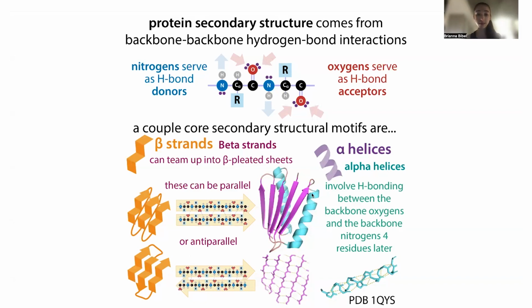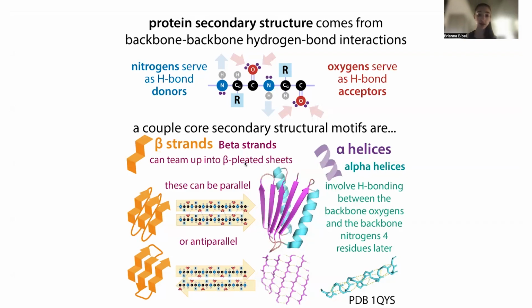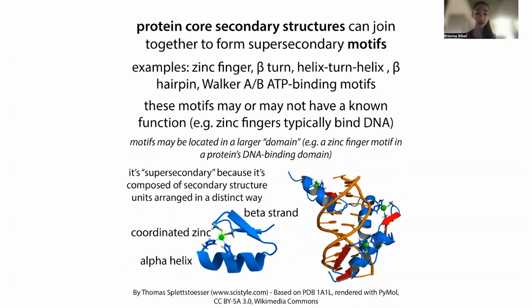and ribbon helix structures for the helices. And we have Jane Richardson to thank for this ribbon diagram representation. She's really, really awesome, and I've gotten to meet her a few times at the Cold Spring Harbor Laboratory X-ray crystallography course, which I got to sit in on a couple of times. It was really awesome meeting her, and she came up with this representation for protein structures. So those are the basic secondary structural motifs: alpha helices, beta strands, and beta sheets.